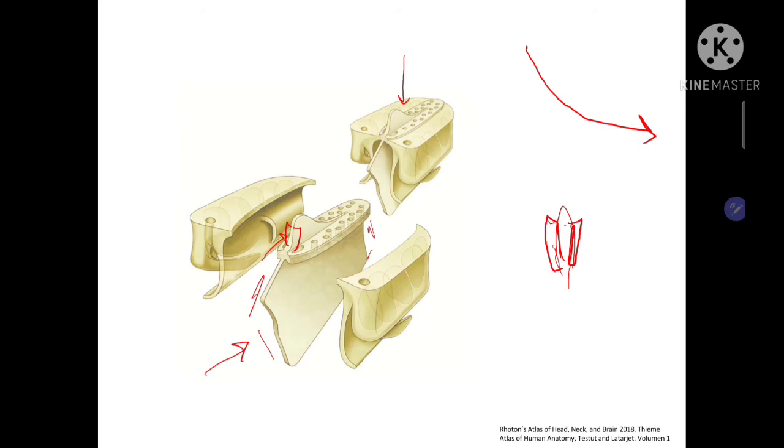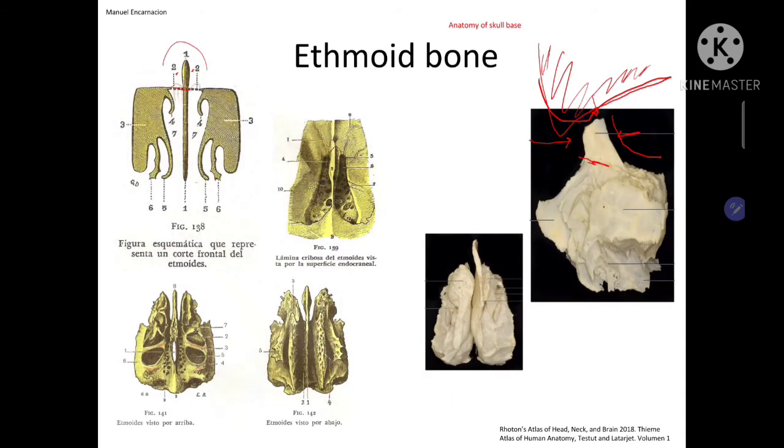It's very important to remember this perpendicular plate is the most important part of the septum of the nasal cavity. You can see it here, this perpendicular plate, inferiorly, and again here the perpendicular plate. The anterior border, anterior inferior border.